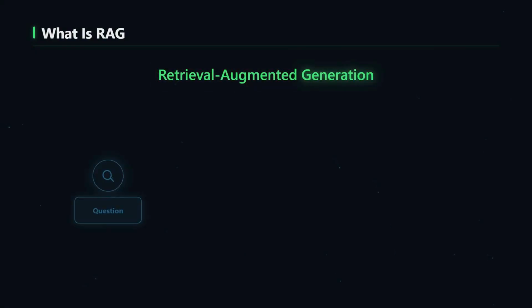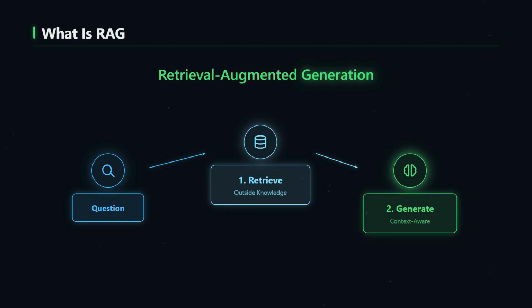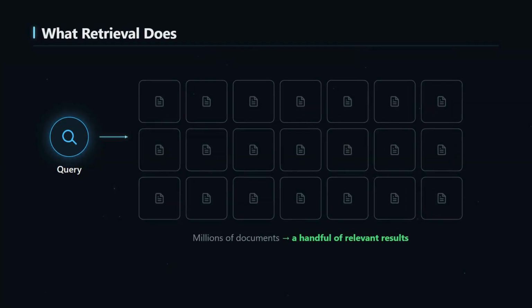Retrieval-Augmented Generation, or RAG, fixes this with one simple idea. Before the model answers, first go fetch the most relevant real information from an outside source. Then hand that information to the model as context. Retrieve first, generate second.